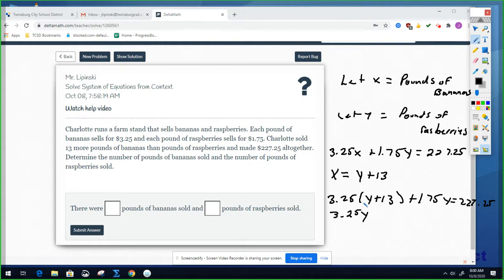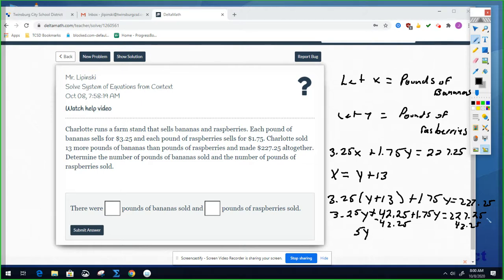It will give me 3.25y plus, I'm going to multiply 13 times 3.25. That's going to give me 42.25, plus 1.75y equals 227.25. So again, just solving this equation, I'm going to combine my y's. So I got 5y. I'm going to subtract the 42.25. I'm running out of space, so I'm going to do two steps at once.